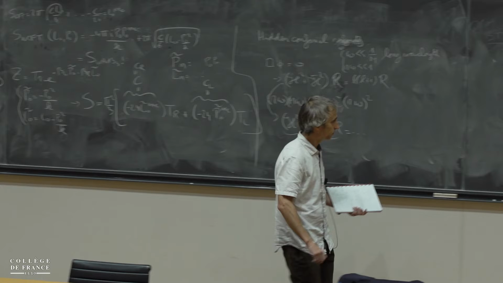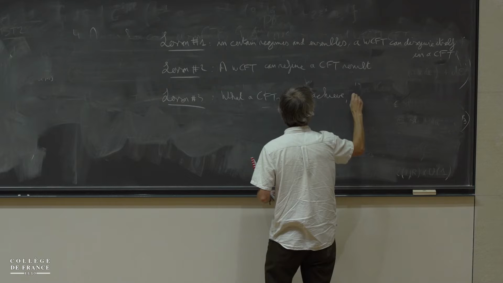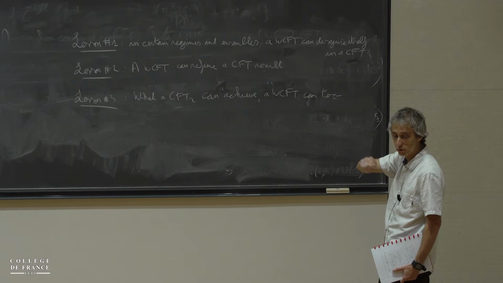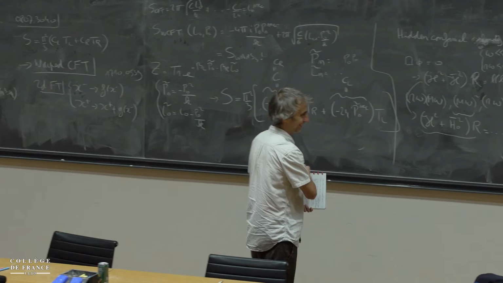So lesson number three: what a CFT2 can achieve, a warped CFT can too, and maybe in a more natural way, because in that case all the central extensions have contributions only from the future horizon, not from the past horizon. Okay. So that takes me to the last part of the talk.